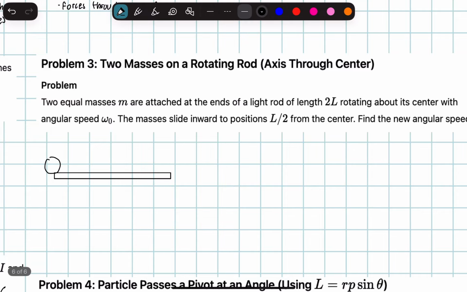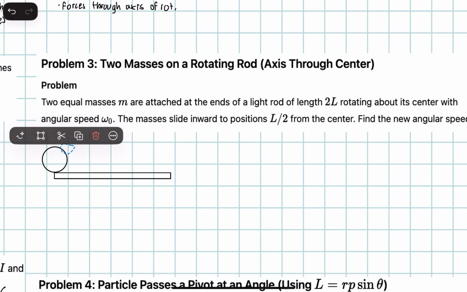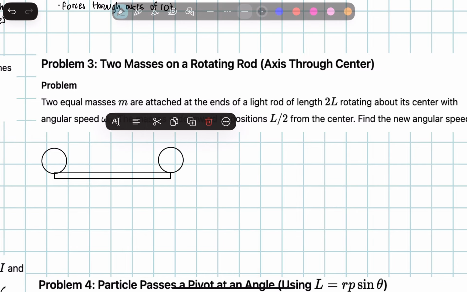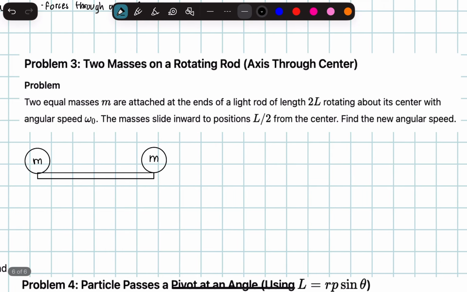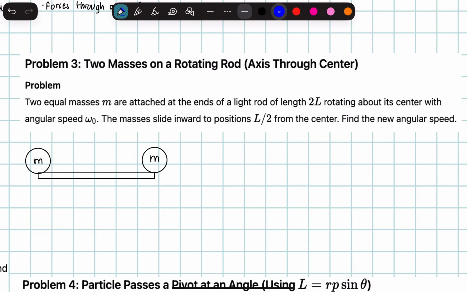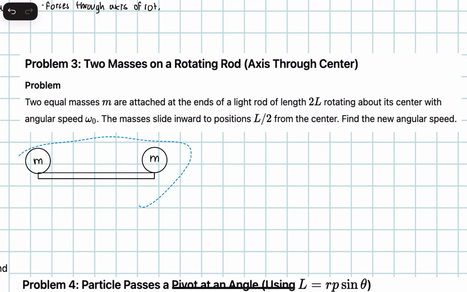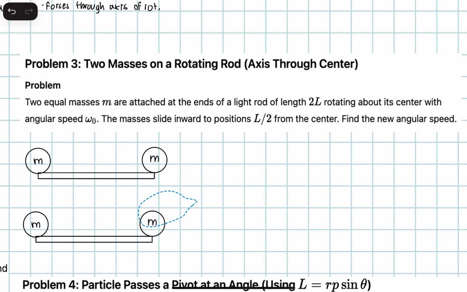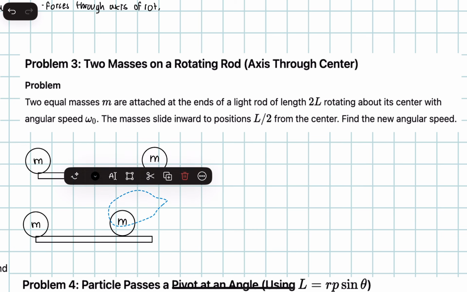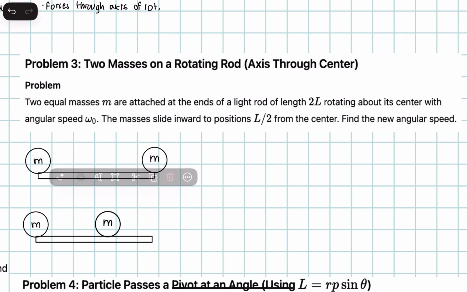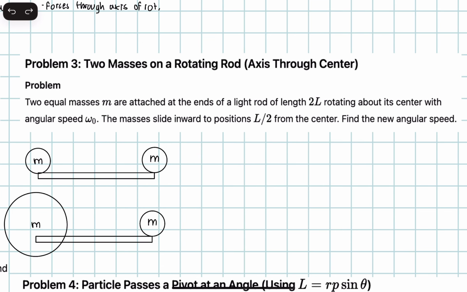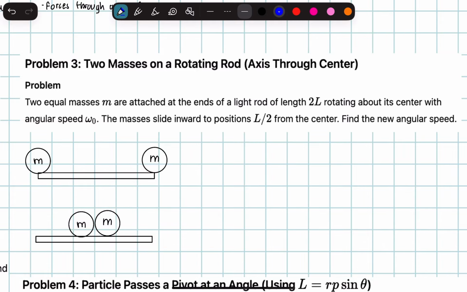So we have one mass here and another mass here, each of mass M, and they slide inward. We can make a second drawing below this. They slide inward to positions half of the length from the center. So this is length L, and then this is length L over 2.